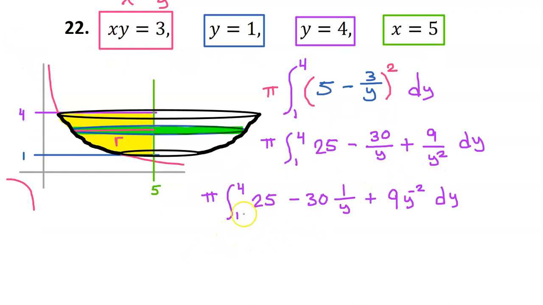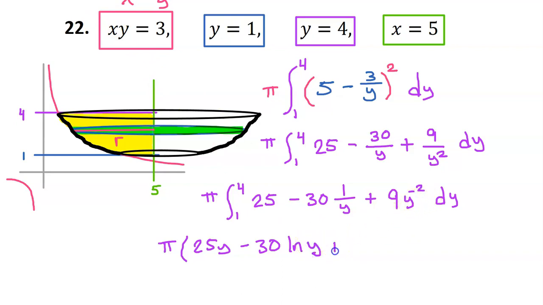Now we are ready to integrate term by term. Let's leave the pi out in the front outside of parentheses. The antiderivative of 25 is 25y. I'm going to just bring down my constant of negative 30. Now here is a memorized rule. The integral of 1 over y is the natural log of the absolute value of y. Considering that we are strictly in the first quadrant the entire time, the y values are definitely positive, so we don't actually need the absolute value.